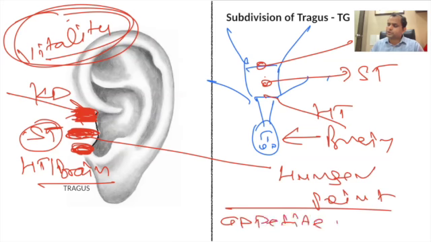So this is a very good point if you want to reduce overweight or obesity. So the center point has been considered as a point of obesity.